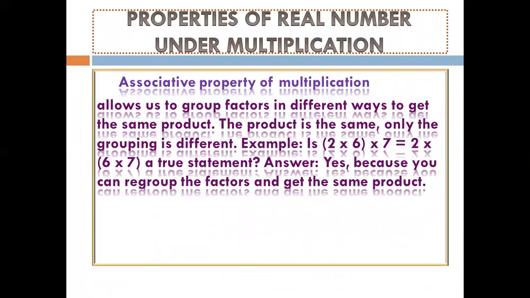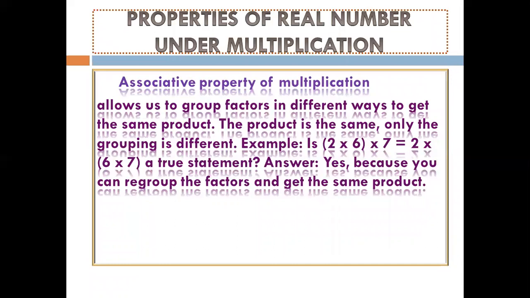Associative property of multiplication. Again, there are three numbers and we only change the brackets, or we change the partners. The associative property of multiplication allows us to group factors in different ways to get the same product. The product is the same, only the grouping is different.